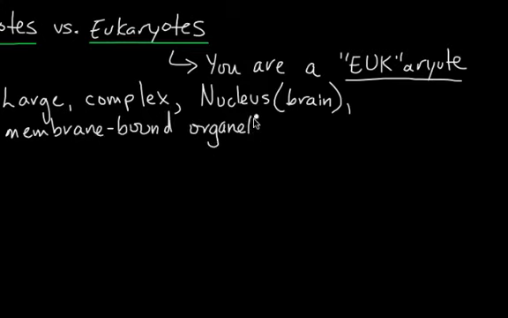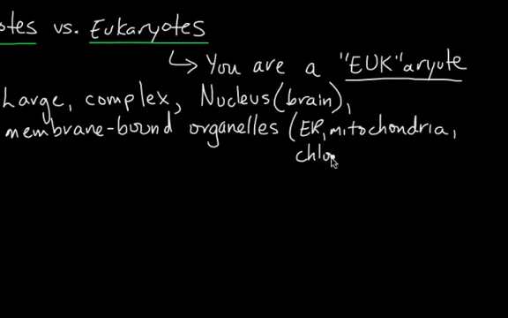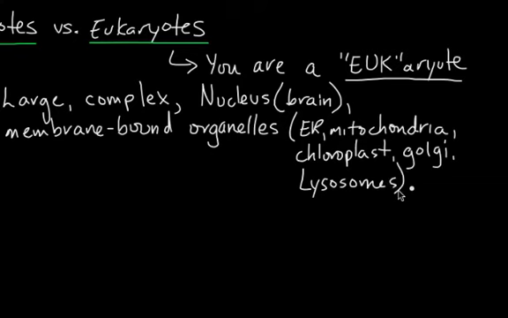Now I'm just going to go ahead and write some examples of these guys. So we're talking about things like ER, mitochondria, which we talked about in regards to cellular respiration. We have things like chloroplasts for photosynthesis. We have the Golgi, which we know is the post office of the cell. And then we also have things called lysosomes. So all of these things are examples of organelles that would be found in eukaryotes but would never be found in prokaryotes because prokaryotes are not complex enough to house those things.